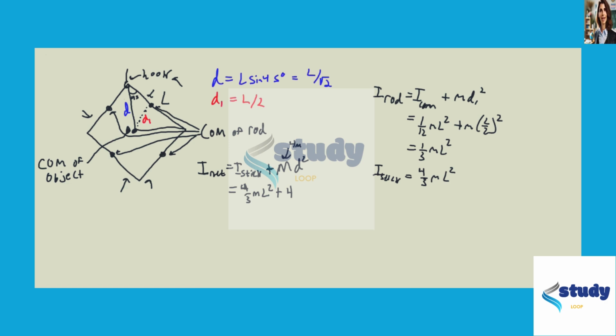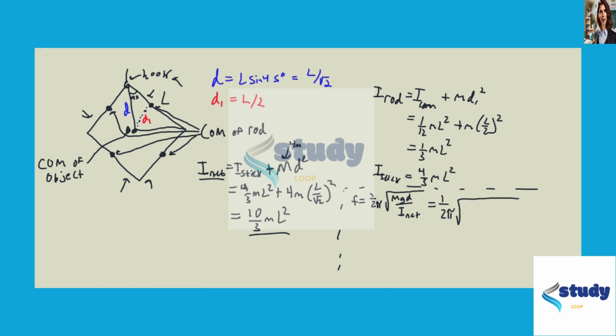We know the frequency for a physical pendulum is f equals 1 over 2 pi times the square root of big M g d over I net. Okay, so this is 1 over 2 pi, and I'm going to replace big M with 4 times little m, times g. d is L over root 2. And then I net is 10/3 little m L squared.